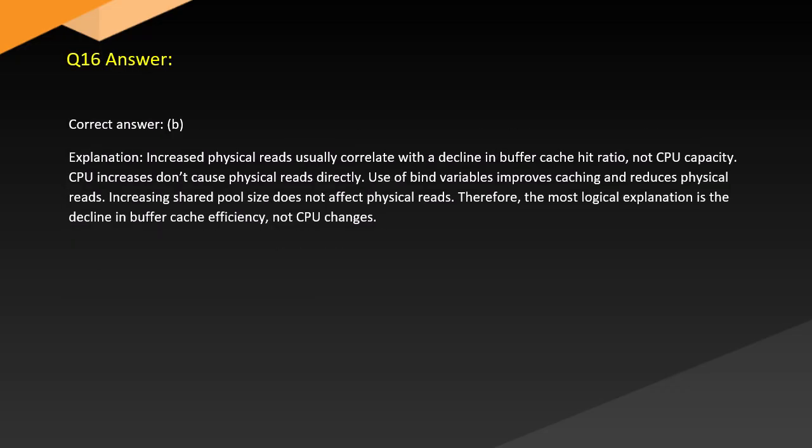Answer. Correct answer: B. Explanation: Increased physical reads usually correlate with a decline in buffer cache hit ratio, not CPU capacity. CPU increases don't cause physical reads directly. Use of bind variables improves caching and reduces physical reads. Increasing shared pool size does not affect physical reads. Therefore, the most logical explanation is the decline in buffer cache efficiency, not CPU changes.